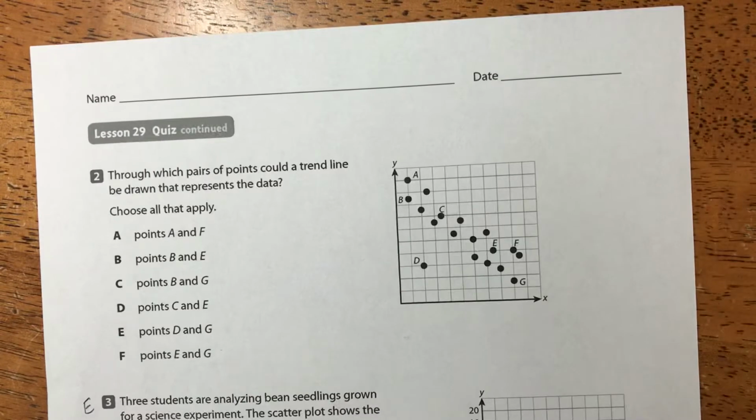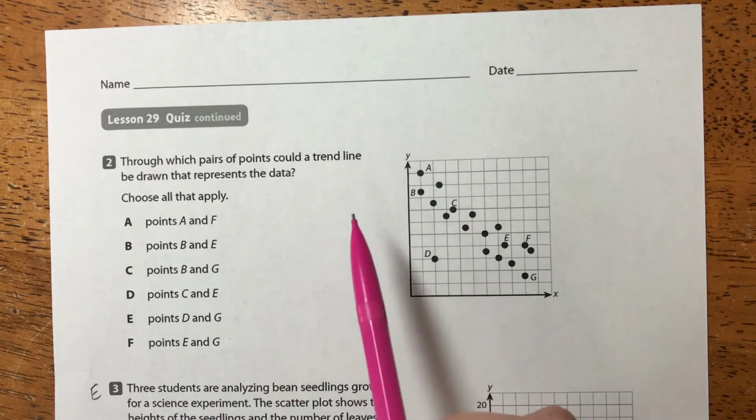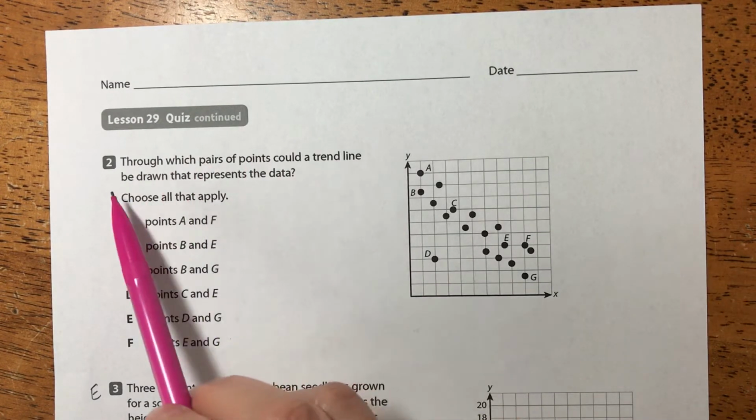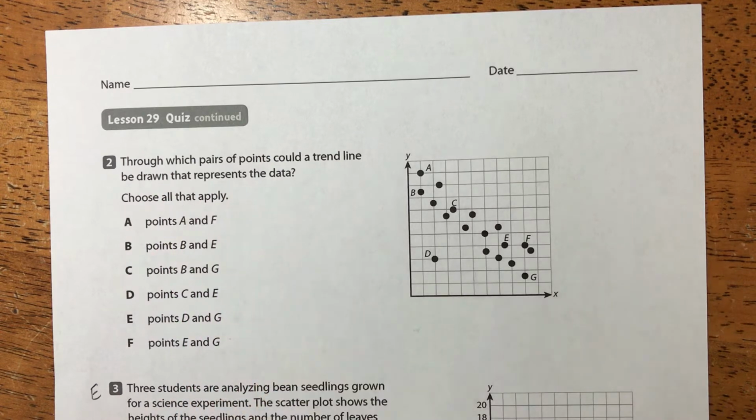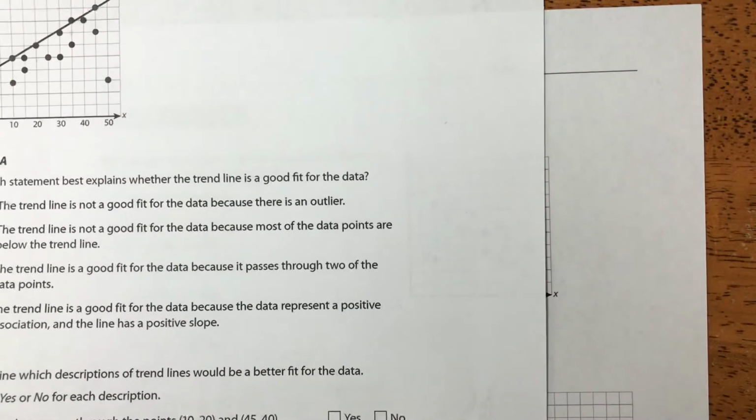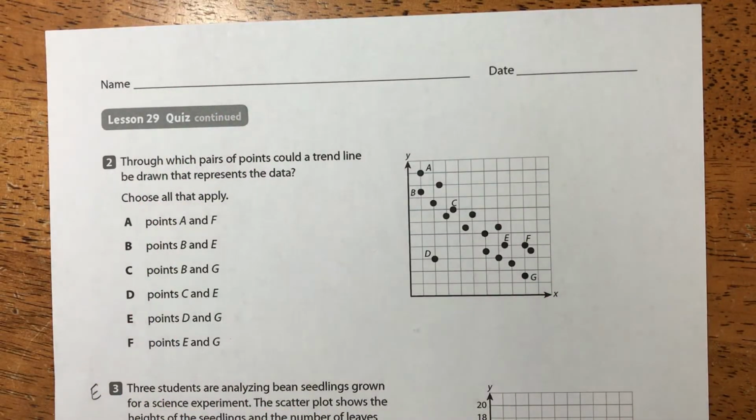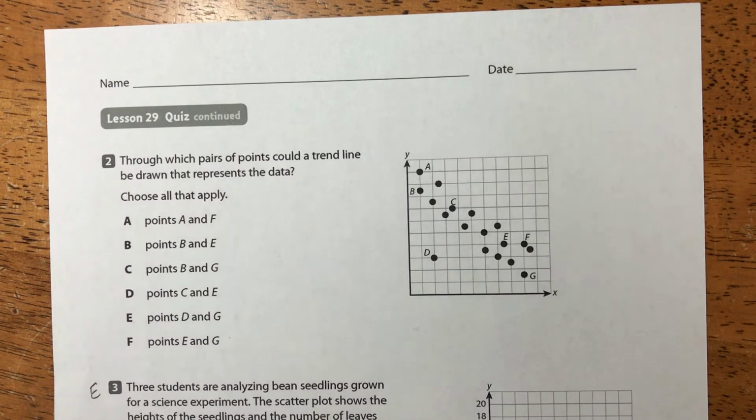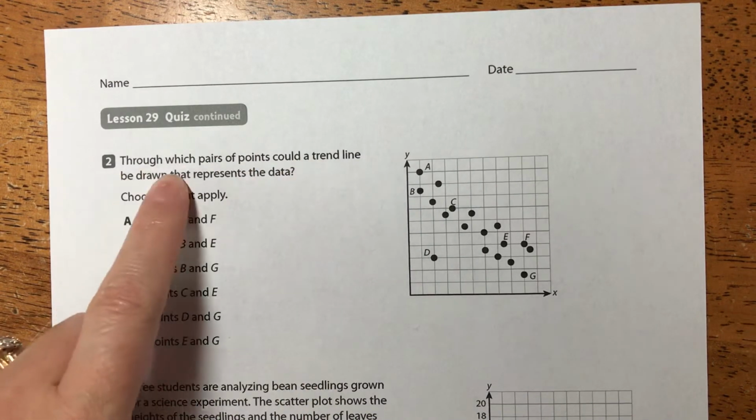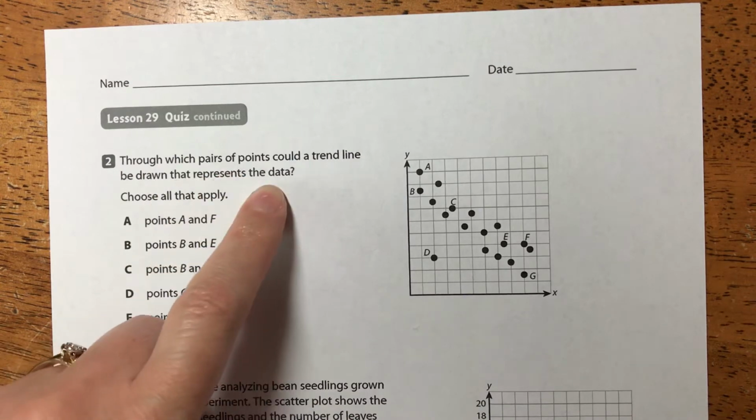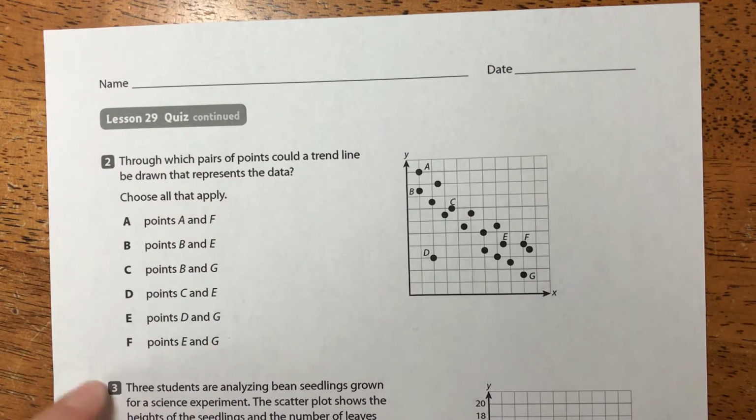Number 2. Through which pairs of points could the trend line be drawn to represent the data? Choose all that apply. What was this one? Oh, this was yes or no's. This one was, yeah, everybody got an answer. Now this is choose the ones that best, through which pairs of points could a trend line be drawn that represents the data? So we're looking for good trend lines. Which of these make good trend lines?